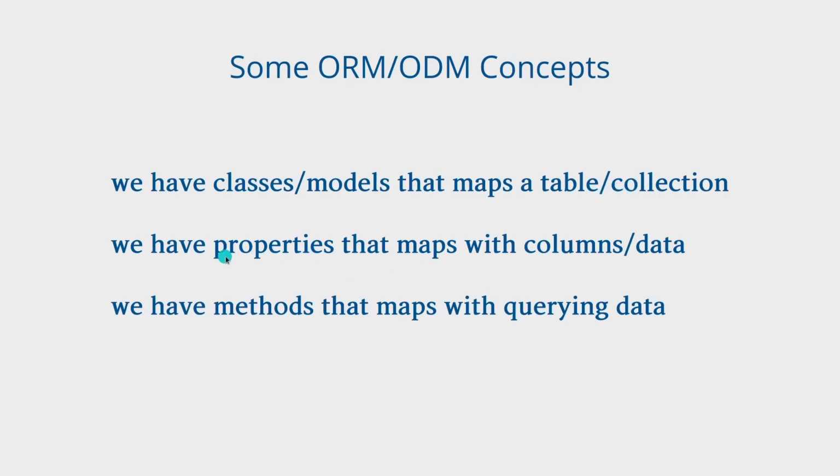We have properties within the models that map to columns and data. That means every attribute within the models will be regarded as a column in SQL, and if it's NoSQL, it will just be data. We have methods that map to querying data. So anything regarding SQL strings or whatever NoSQL query you have will be regarded as methods, and we will be using methods instead.